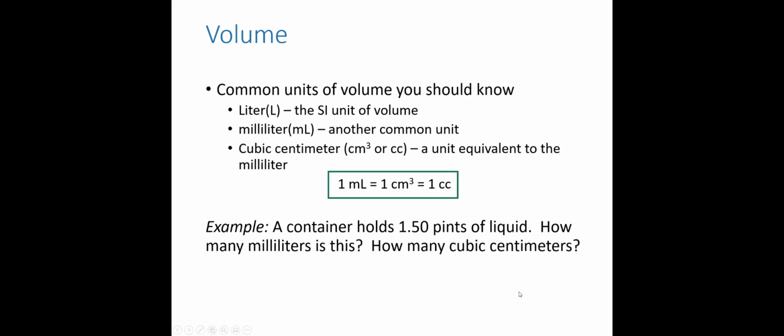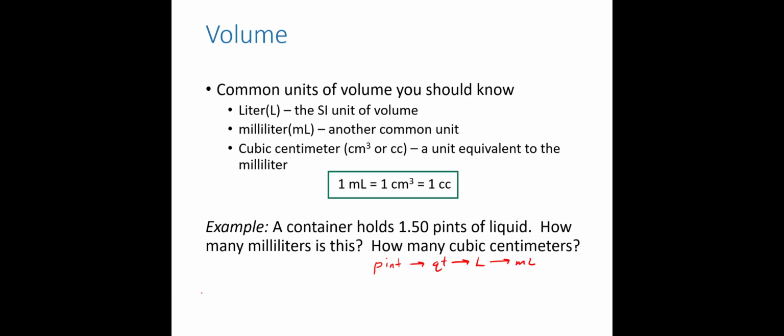So let's write this out here. And it's sometimes helpful if we start by writing what I call a guide map here. So I know I'm going to want to go from pints to quarts. I'm going to want to go from quarts to liters, and liters to milliliters.